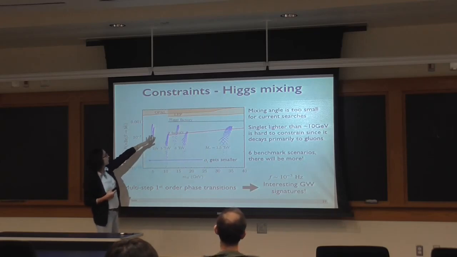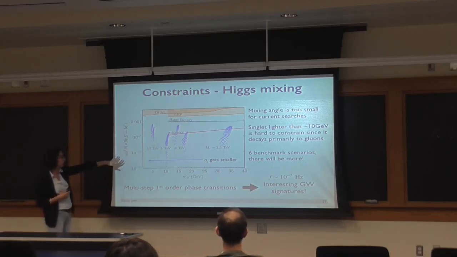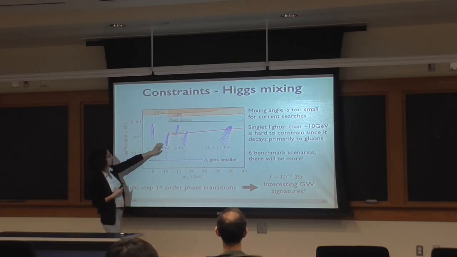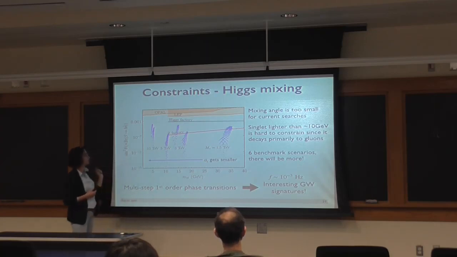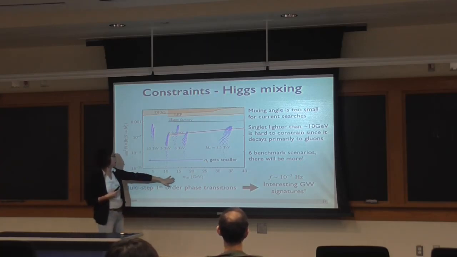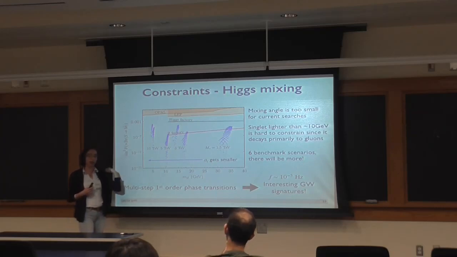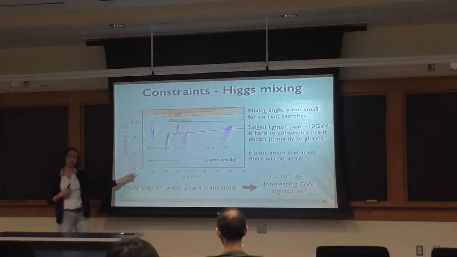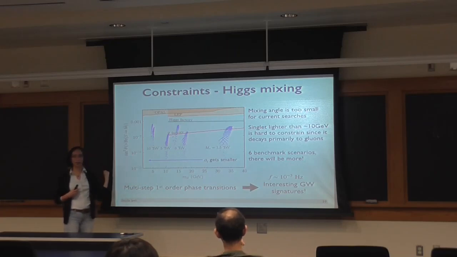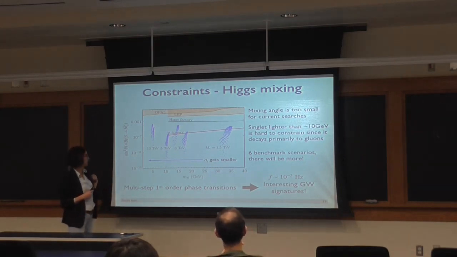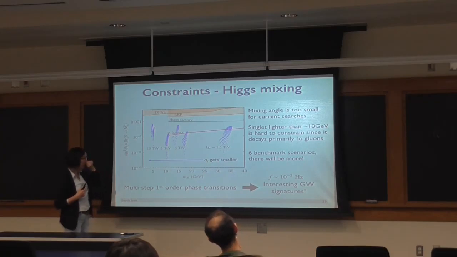But there can be future experiments, for example, a Higgs or Z factory. You could hope to observe such small mixing angles. But for a singlet lighter than 10 GeV, it mainly decays to a gluon final state, and we couldn't find any constraints or even future constraints. I will be happy to discuss opportunities to look for a light singlet that has gluon-gluon interactions. It would be fun.